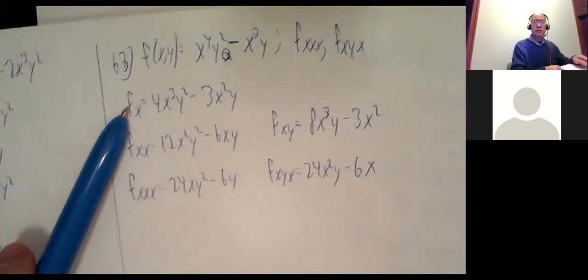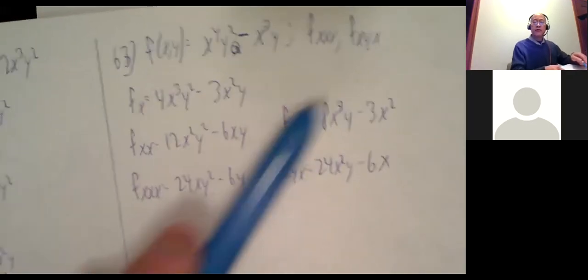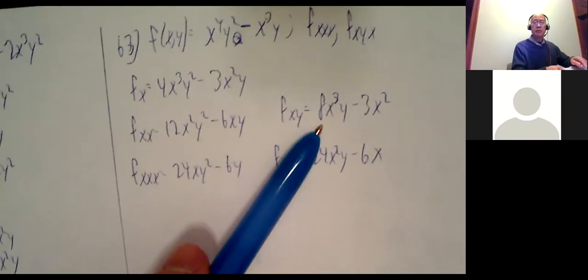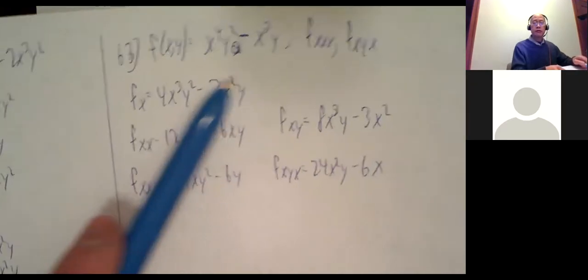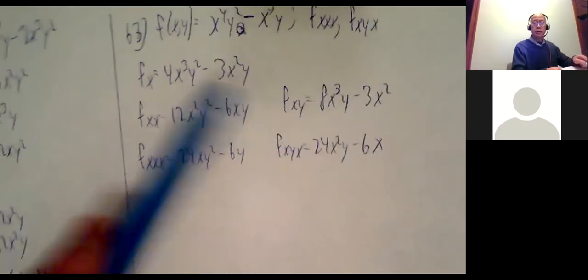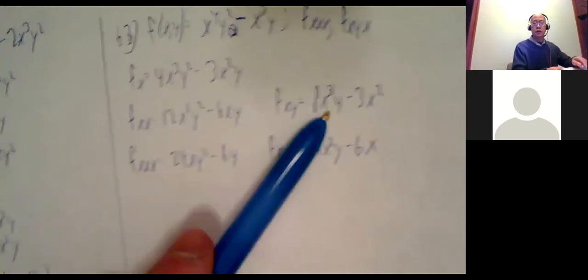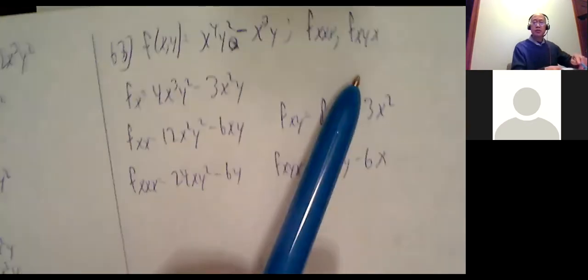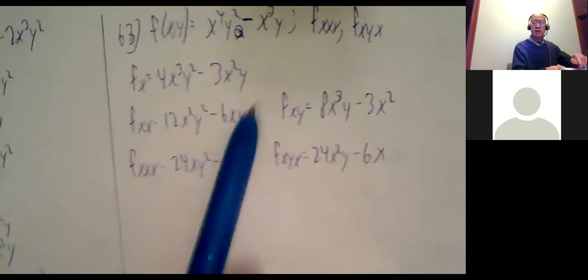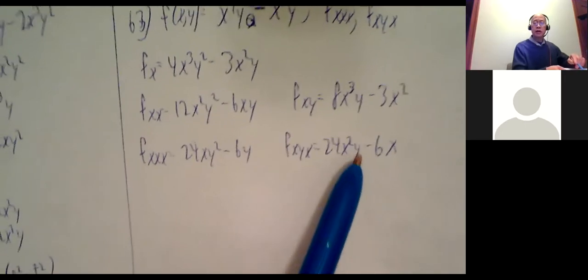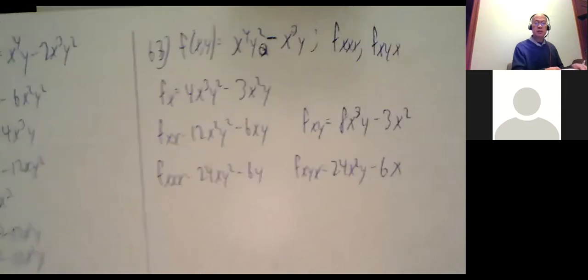Then fxyx. So here's fx, fxy. So I differentiate this thing with respect to y. So 2 times 4 is 8, 8x cubed y. Derivative with respect to y, just drop the y, negative 3x squared. Right? It's constant times y, derivative is a constant. And finally, fxyx, I differentiate this thing again with respect to x. So 8 times 3, 24x squared y minus 6x. And that's pretty much about it.